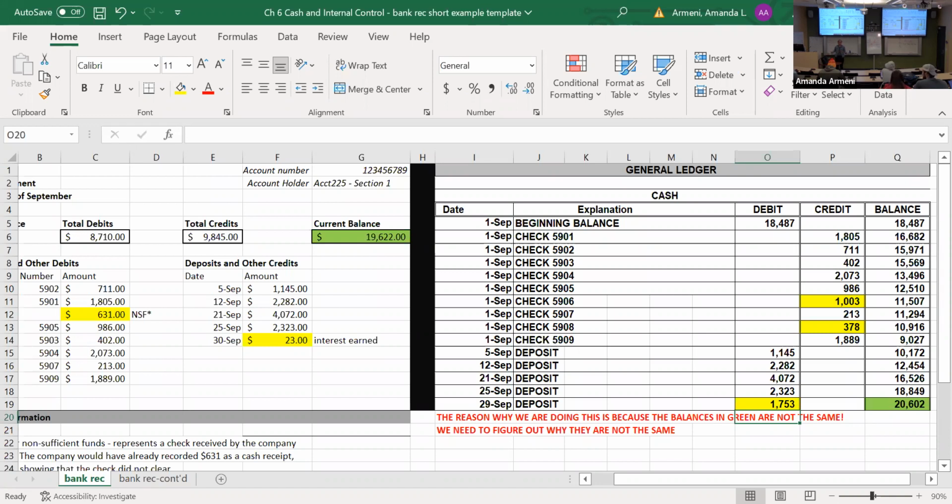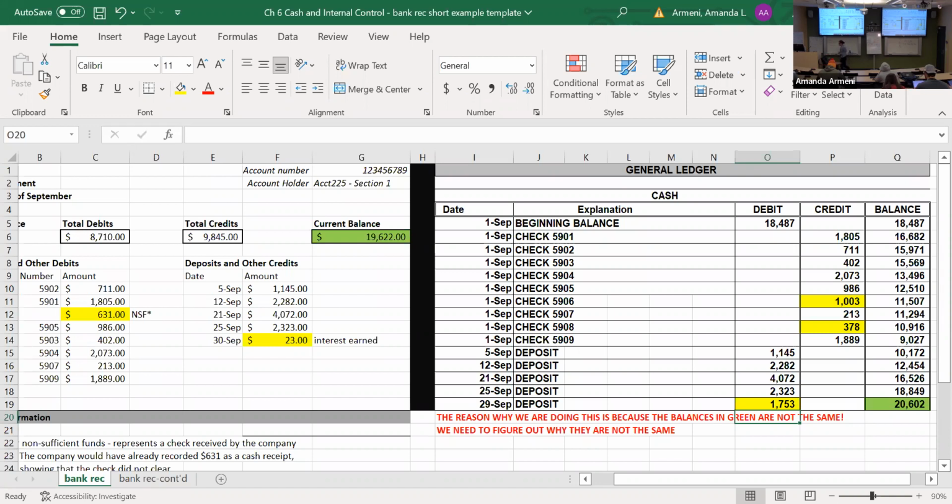Again, these things aren't fraudulent. There's no big scandal happening, just timing differences from what we know about our cash and what the bank knows about our cash. So in this case, we had 1,753. We know we have it. We just haven't taken the check over to the bank yet, but we need them to be the same. What do? Then we need to make this plus 1,753. So that's going to go on our reconciliation template.